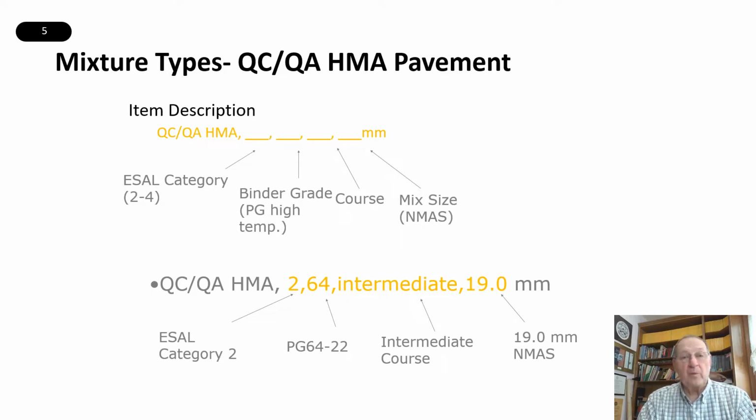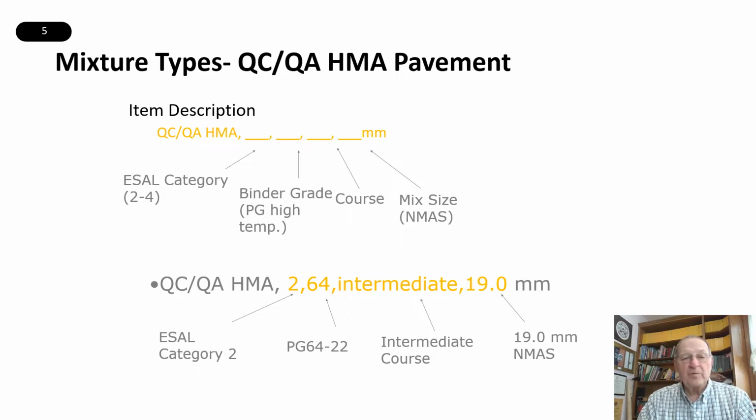Is it to a wearing course on the surface? Is it an intermediate course? Or is it a base course? That mostly will have an impact on aggregate properties for some surface courses. And then the last open space is for the mix size, the nominal maximum aggregate size.